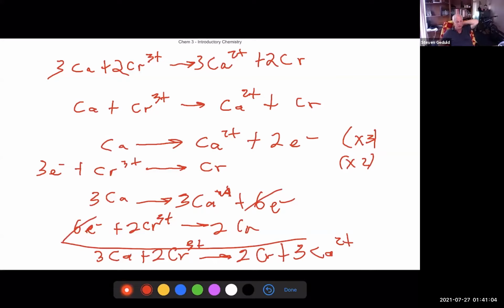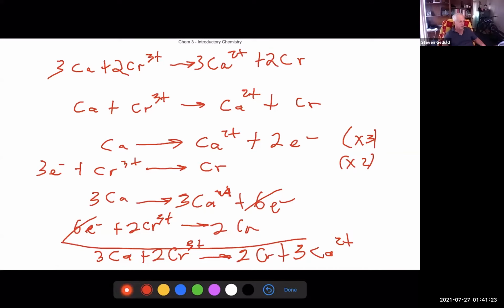Now I know it was easy to see this one, but sometimes you get more complicated ones and it's not easy to see. That way you can break them into half reactions and balance your equation relatively easily. But just remember they have to be the same charge also.